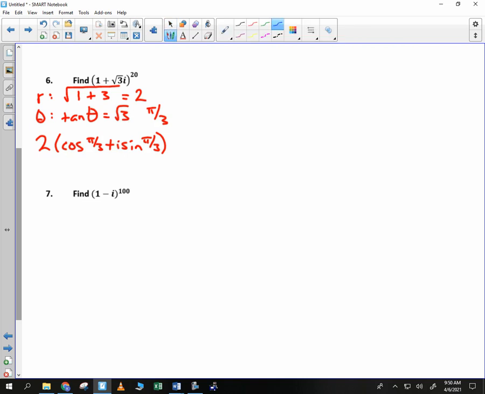I want to take it to what power? 20th power. What do I do with the dos? To the 20th power. What do I do with the angle? Multiply it by 20, I get 20 pi over 3.